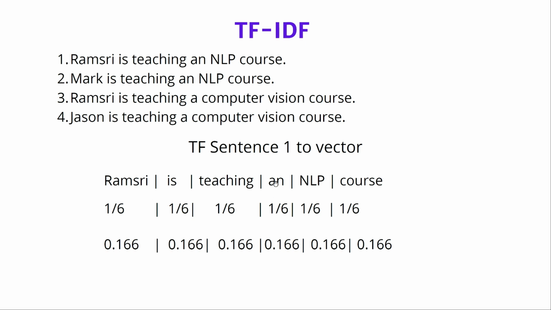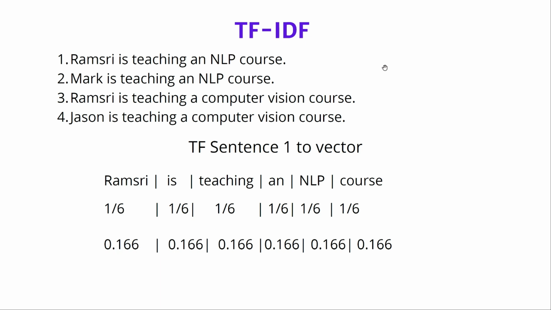Now you can create 6 columns. Each column corresponds to a unique word that's present in the first sentence. And the simple thing that you can do is count how many times that word occurs and divide by the total number of words that we have. So here we have 6 words, and Ramsri comes 1 time, is 1 time, teaching, NLP, course, etc. So if you just divide 1 by 6, that's 0.166.